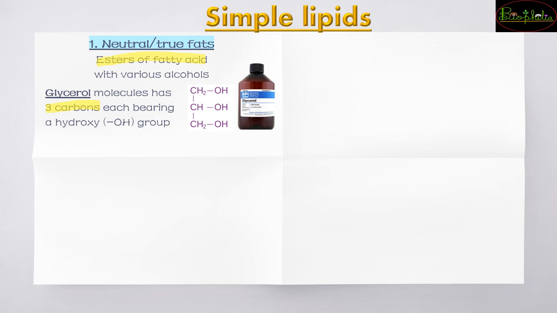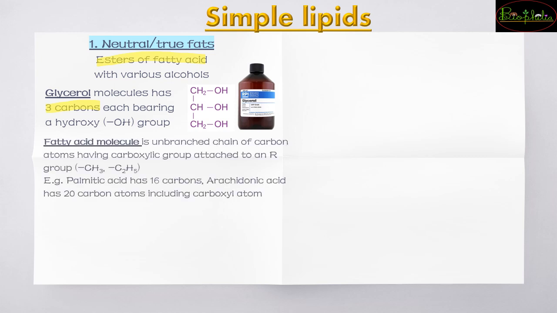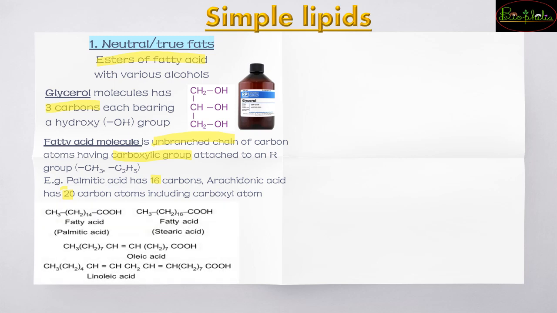So that is glycerol. Second होता है fatty acid molecule जो attach होता है. These are unbranched chains of carbon atoms which are having carboxylic group attached to a R group. For example, palmitic acid जिसमें 16 कार्बन होते हैं. Then there is arachidonic acid which has 20 carbon atoms. So likewise there are different fatty acid molecules. अब ये दोनों जब साथ में आते हैं then you will be forming the neutral or the true fats which are esters of the fatty acid.